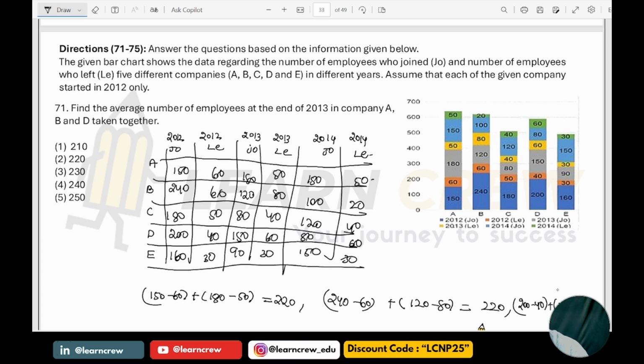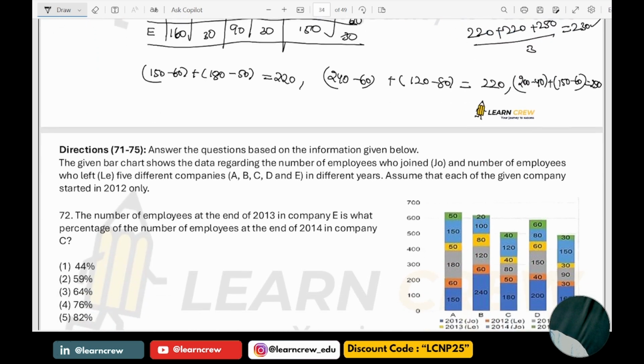Yes or no? A, B and D. So finally the average. What is the average you are going to get? 220 plus 220, 440. 440 plus 250, 690. 690 by 3 is 230. So the answer is 230.